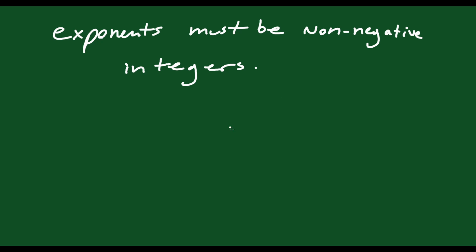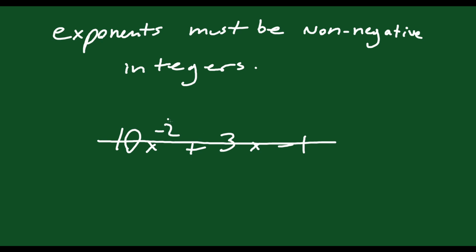So if you were given something like 10x to the negative 2 plus 3x minus 1, this is not a polynomial because this exponent is negative. So this does not count as a polynomial.